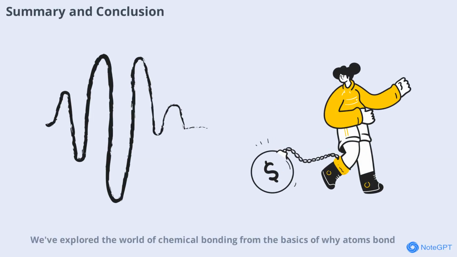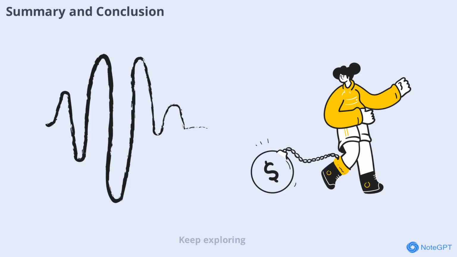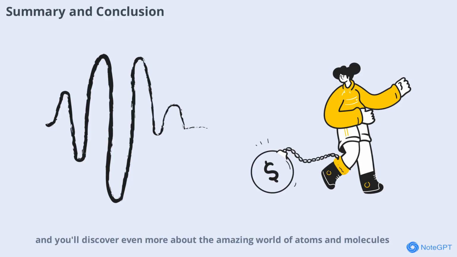We've explored the world of chemical bonding, from the basics of why atoms bond to the complex interactions that shape our world. Understanding chemical bonds helps us explain the properties of materials, predict chemical reactions, and develop new technologies. Whether in biology, industry, or the environment, chemical bonding is a fundamental concept that connects all of chemistry. Keep exploring, and you'll discover even more about the amazing world of atoms and molecules.